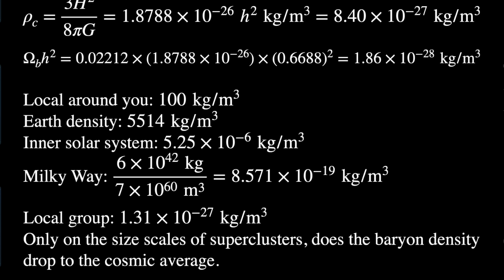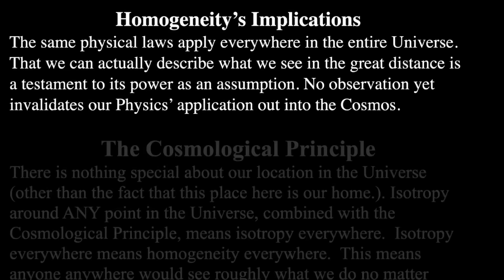Why we use density is because homogeneity means even mixing. So if you mixed everything out evenly and took an average, that's another way of looking at homogeneity. So only on the size scales of superclusters of galaxies does it finally drop to that cosmic average. Now, because we're looking at homogeneity as a cosmic average of stuff, that means that stuff probably behaves the same everywhere. So homogeneity has a very interesting implication. And that means that the same physical laws apply everywhere in the entire universe.